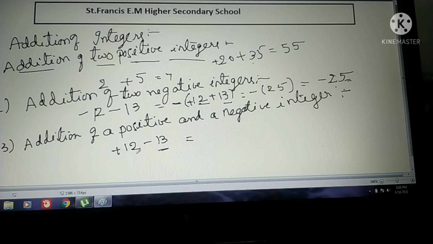What is the bigger one here? 13. So as usual we do the process of subtraction. 13 minus 12 will become 1. And what is the bigger number's sign here? Minus. So minus will be the sign here. So as usual, we do subtraction first. After that, for the result, the bigger number's sign will be the sign for the result. Understood? Now see.